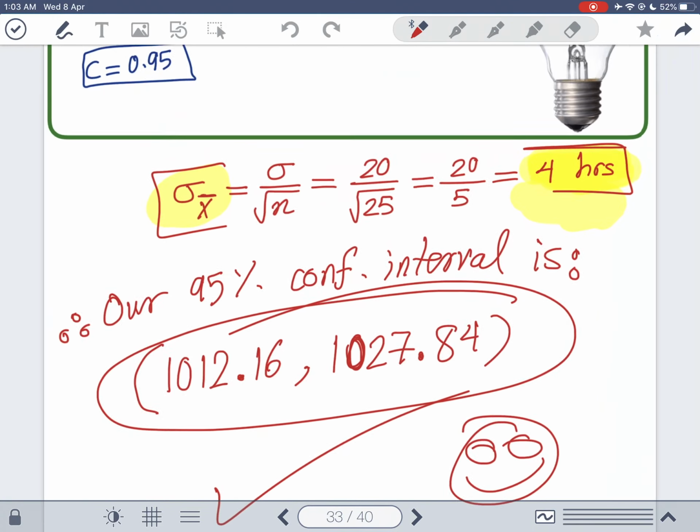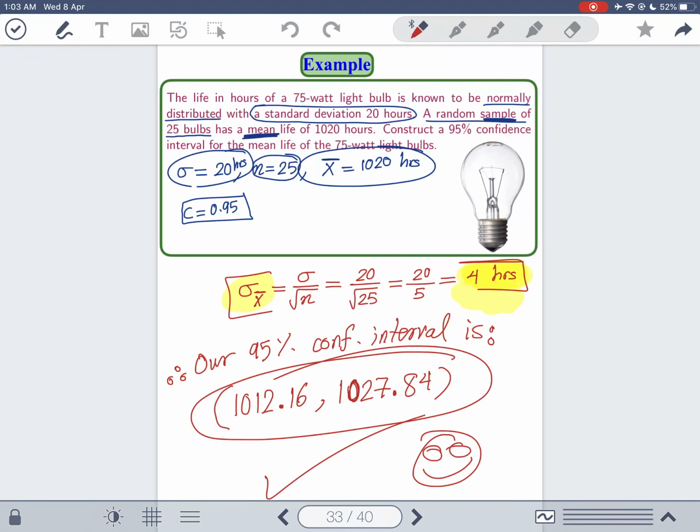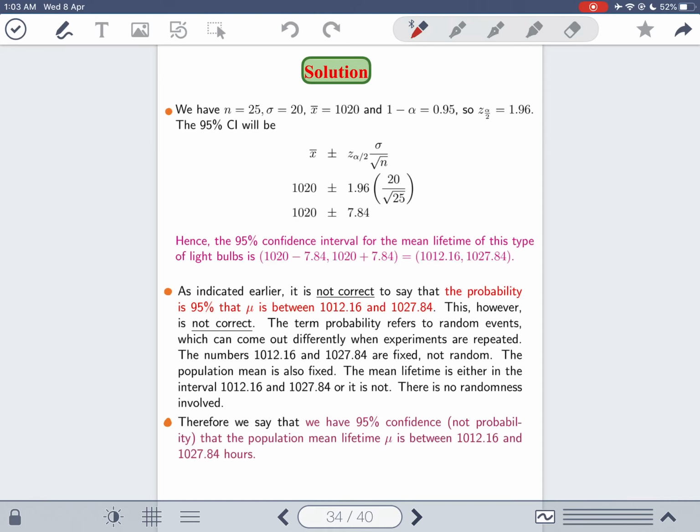And let's just compare our answer to make sure. 1012.16 to 1027.84. 1012.16, 1027.84. Okay, great. But please read this solution and remember how to do it step by step.